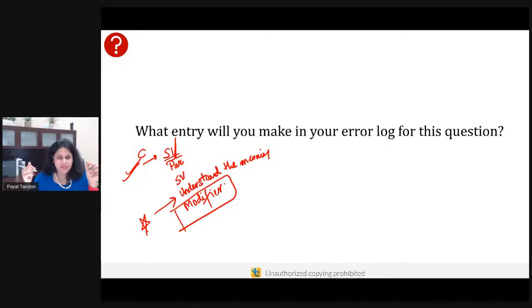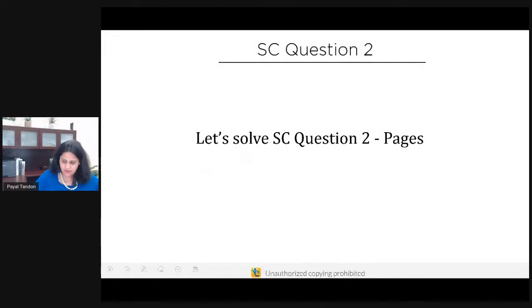So always be very specific in making your error log entries, to the point that with an intent that you should be able to take an actionable thing out of that error log entry. That next time when I solve the question, I will make sure that I understand the meaning of the sentence. I will make sure that I question whether the sentence is logical or not. I will make sure that I infer the meaning of the sentence. Okay. All right. So now let's move on to our next question, the pages question.